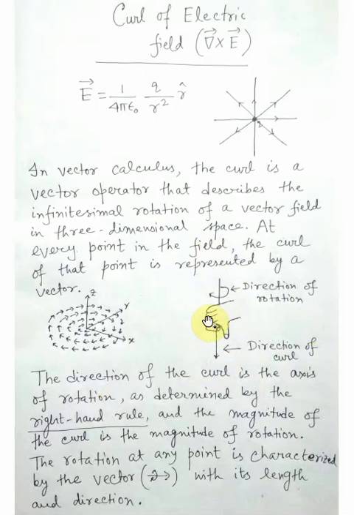The direction of the curl is actually the axis of rotation, and this is determined by the right hand rule, and the magnitude of the curl is the magnitude of the rotation. The rotation at any point is characterized by this vector. Here the vector is shown like this, its length determines the magnitude, and its direction shows the direction of the rotation.